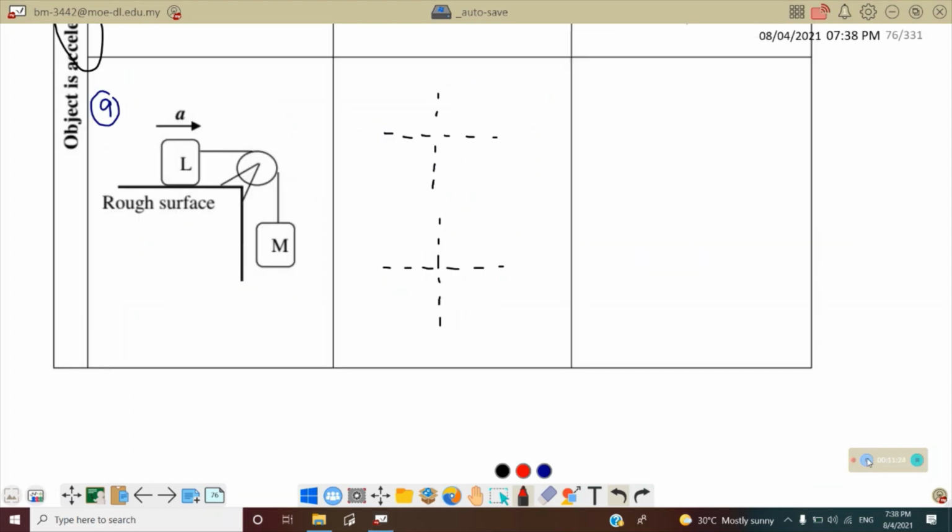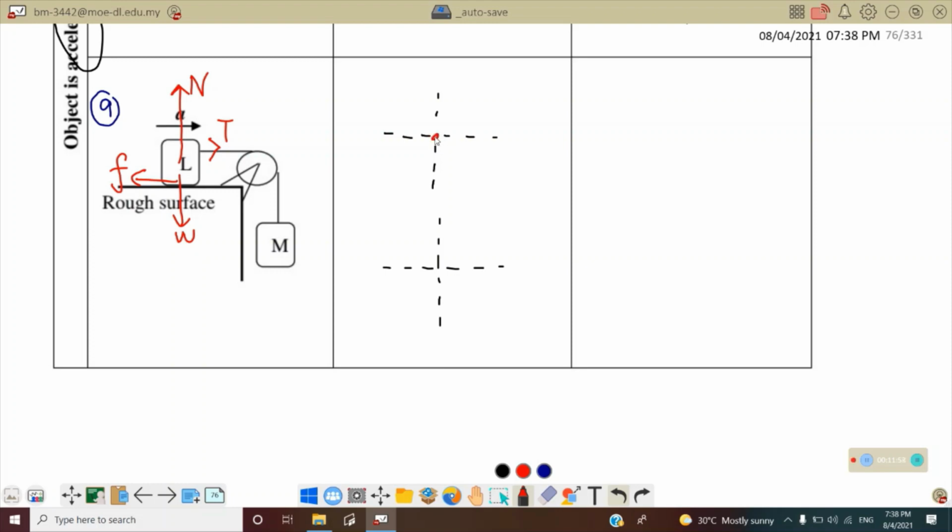Next, question number 9. We have two objects, object L and also object M. So let us look at object L first. Before we start, usually we ask 5 questions. Do we have the weight? Yes, we have weight. We have a normal force. We have tension because there is a string. We also have the frictional force because this is a rough surface, but we don't have external force. Usually external force is given, either a pulling or pushing force.